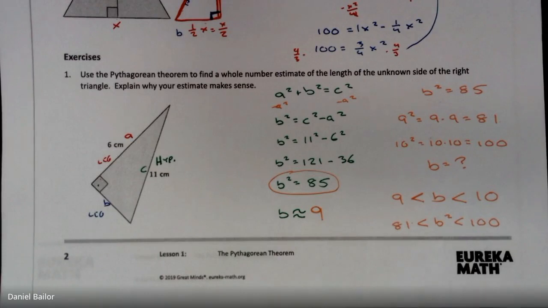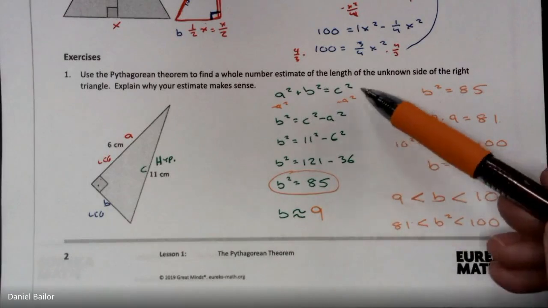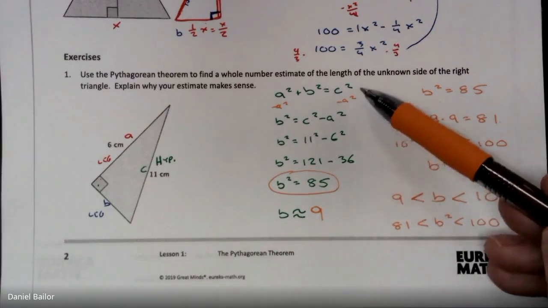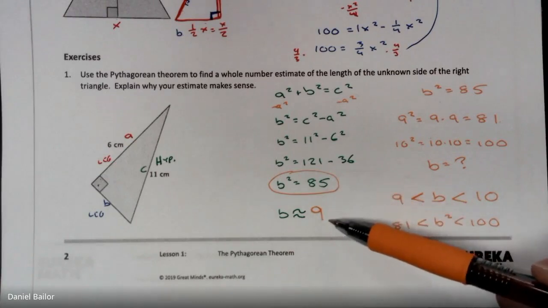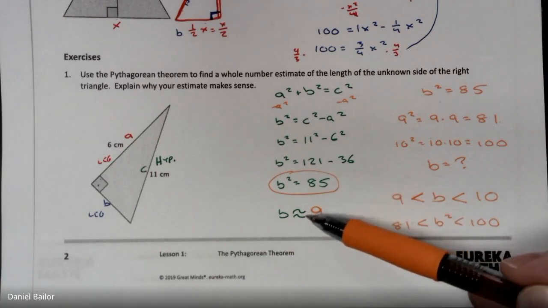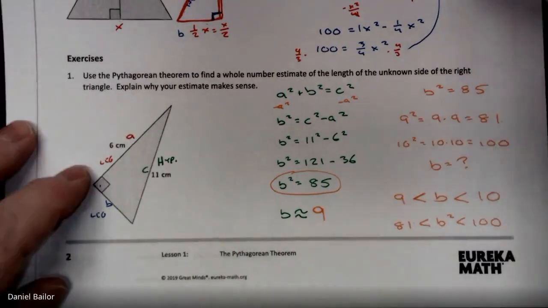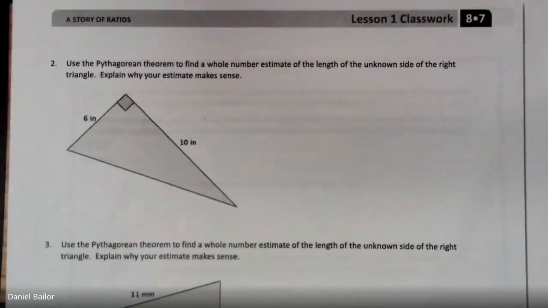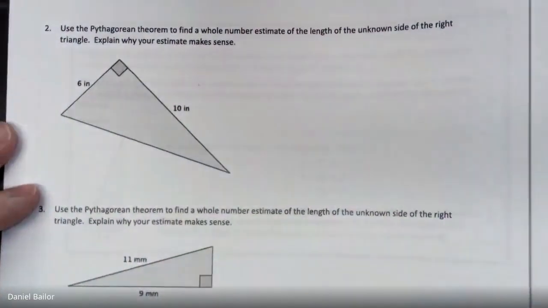So we know b squared is 85, because that's what the Pythagorean theorem told us. But b by itself is going to be close to 9. Let's check exercise 2. Doing the same exact thing, using the Pythagorean theorem to find the whole number estimate.